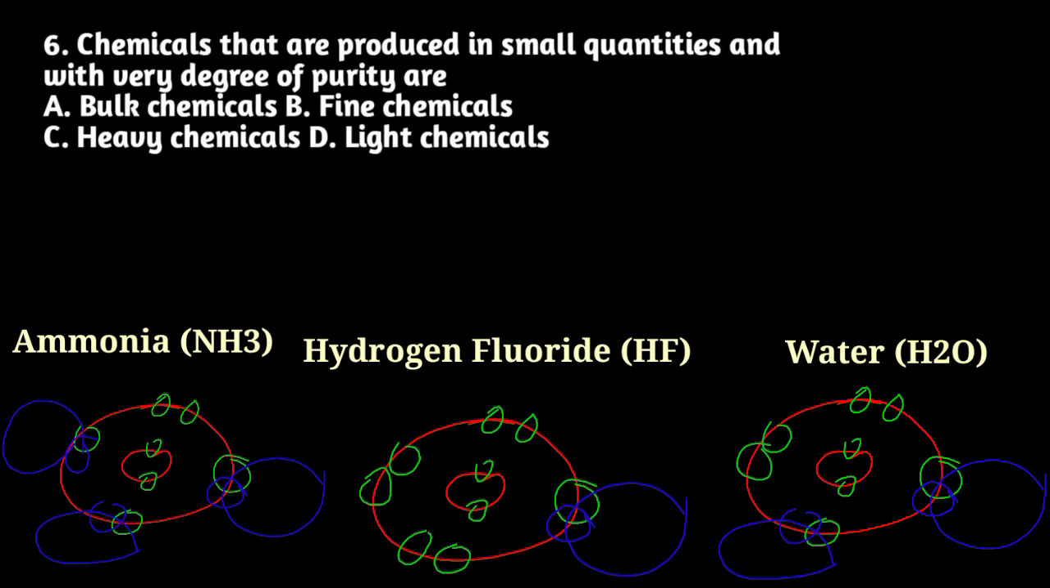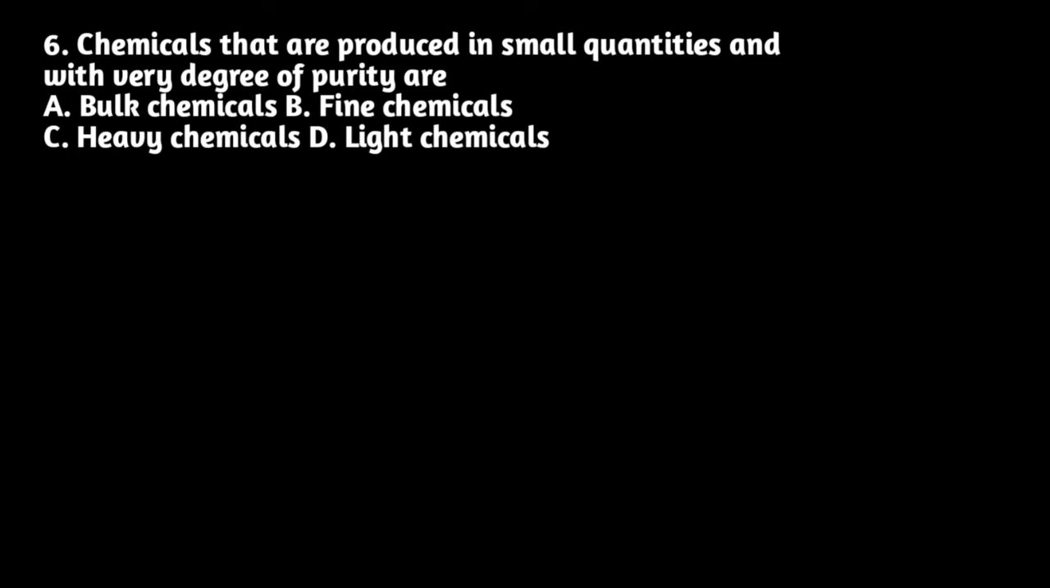Question number 6. Chemicals that are produced in small quantities and with a very high degree of purity are dash. That's the correct definition of what we call fine chemicals. Heavy chemicals, we normally produce in large quantity. We are not much interested in their purity, and they are mostly used by over 95% of all chemical industries. I know you may be asking what a chemical industry is. A chemical industry is a type of industry that applies the ideas of chemistry in the production of things useful for humans.